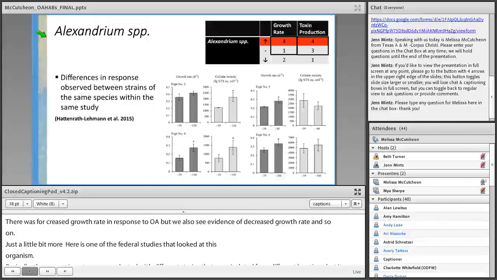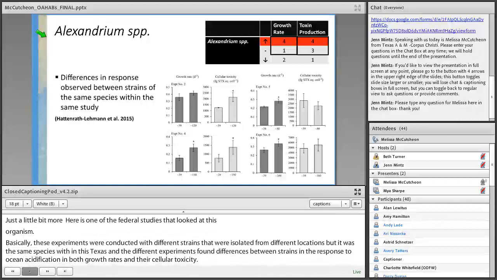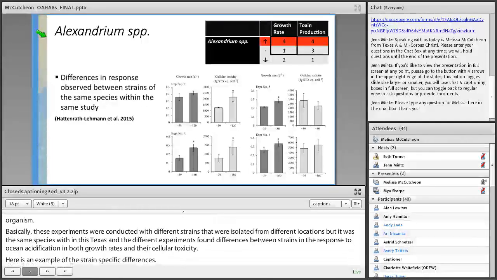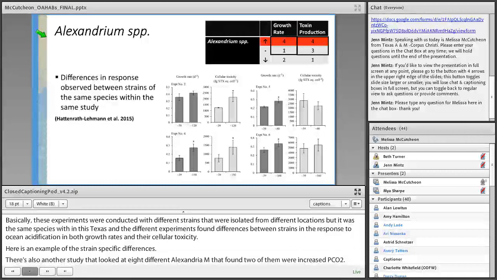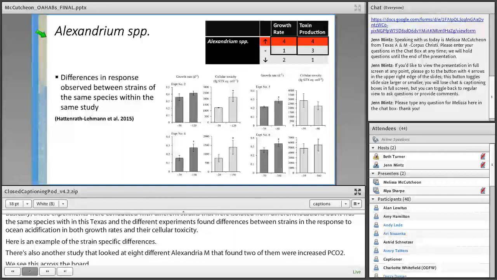There was also another study that looked at 8 different Alexandrium strains within the same species and found that just 2 of them were stimulated by increased pCO2. So we see this across the board, that this genus seems to have a lot of different responses between species and even between strains.